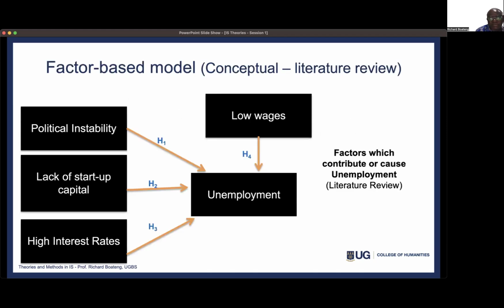So let's look at this factor-based model. Factors are contributing to an outcome, or a dependent variable. You have unemployment as the dependent variable, and all the other ones are independent variables hitting on the unemployment: low wages, political instability, lack of startup capital, and high interest rates. The independent variables will lead towards unemployment, and that emphasizes why people are unemployed, and we want to work on that. So what do you want to do? You want to address these other four so that the impact on unemployment will be lower.